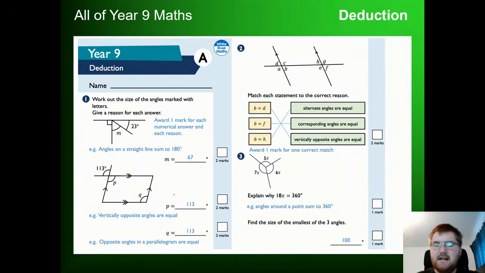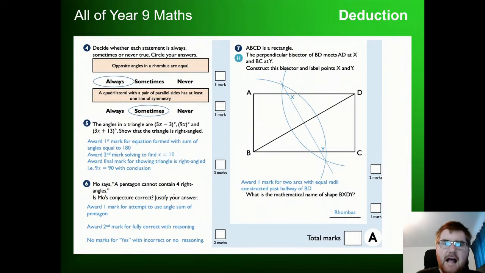Have a look at the answers so you can see what I've put in. You can compare that with the mark scheme and exactly what they accept there as well. And then the last question. Notice question 7 I didn't go through because this involves using compasses and protractors, which is a little bit beyond the scope of this video.